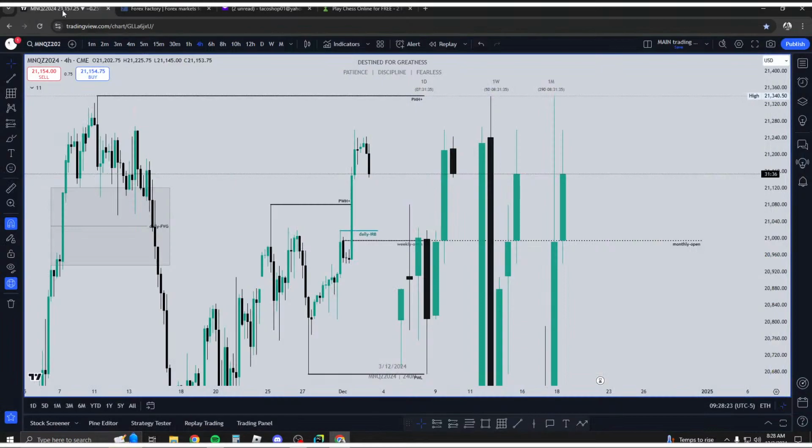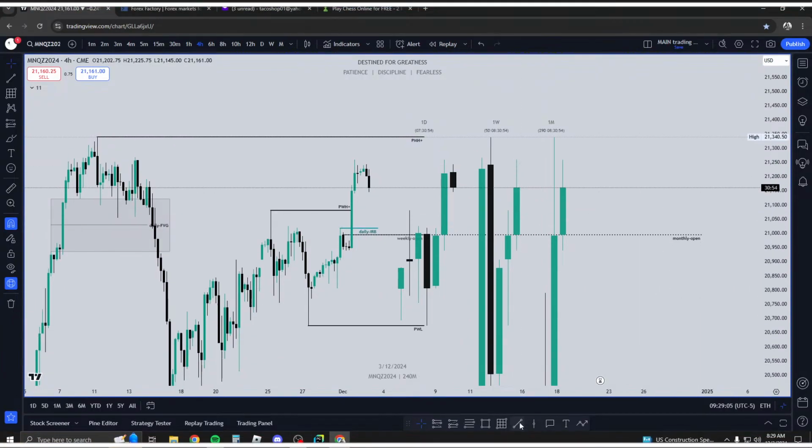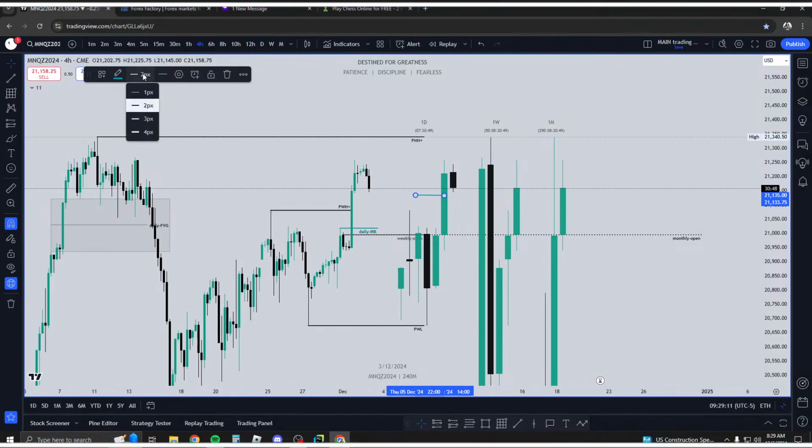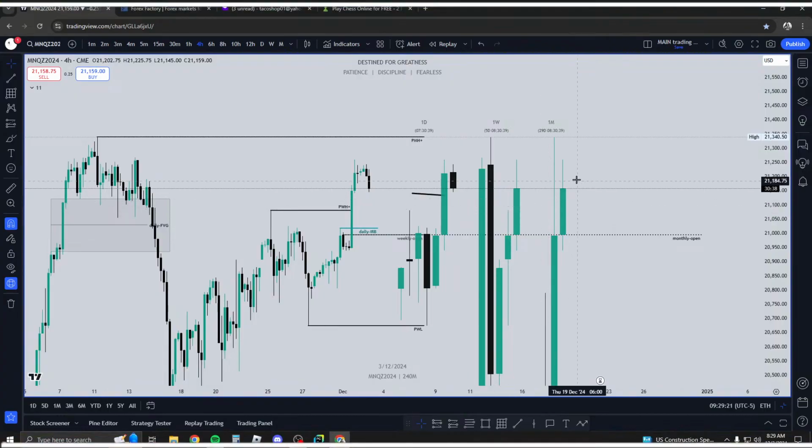So today, my bias is I do want to see previous day high get taken. Here is the daily candle that I'm going to be basing my bias on. This black line just indicates what candle I'm looking at. So this is a daily candle, this is a weekly candle, this is a monthly candle.